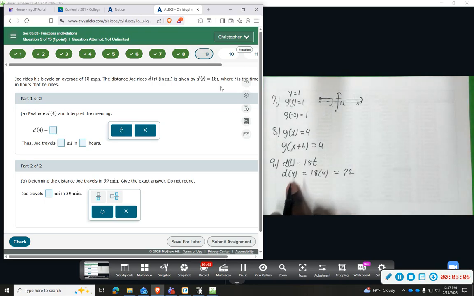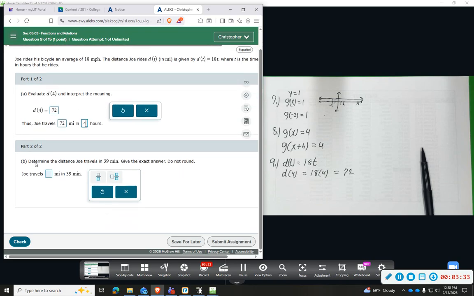The miles, if he's riding, t is the time, so time in hours. So if he rides 4 hours, he's going to go 72 miles. So d of 4 is 72. Thus, Joe travels 72 miles in 4 hours, as they explain it up here.